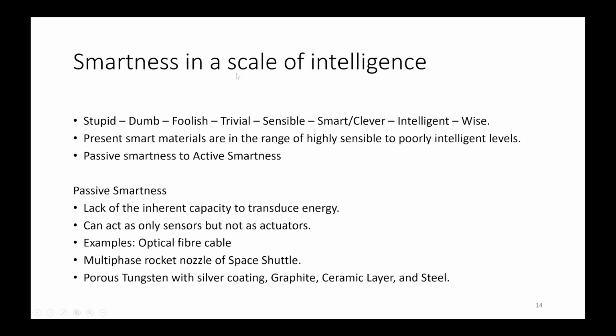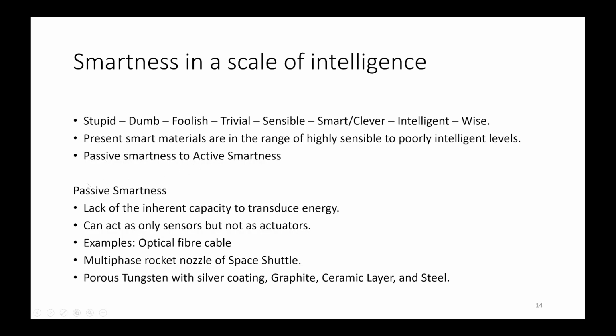Now, smartness is a scale of intelligence. If we choose a scale where stupid, dumb, foolish, trivial, sensible, smart, intelligent, wise, this is a scale, then currently in present time, smart materials are in the range of highly sensible to the poorly intelligent. In this area, we are working with our materials. And passive smartness to active smartness. So there are two types of smartness, which can be passive or also active.